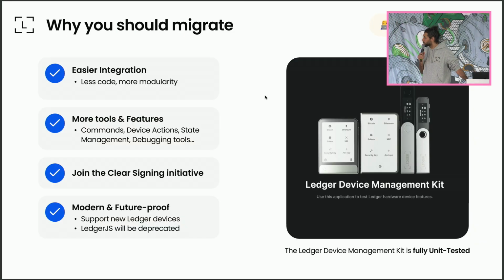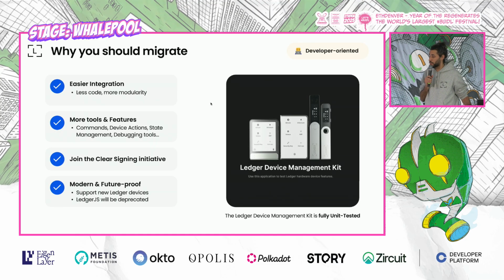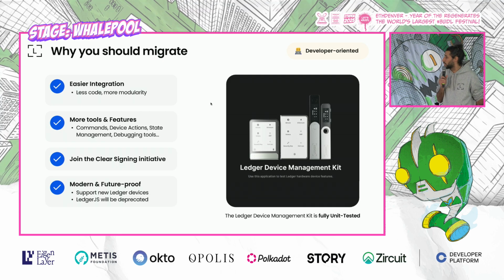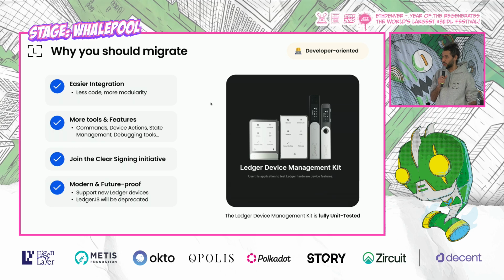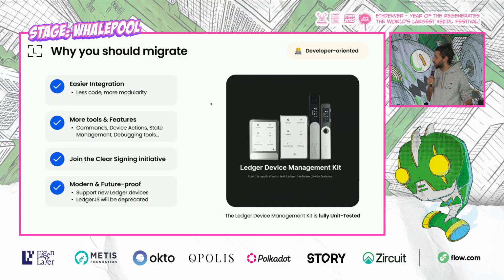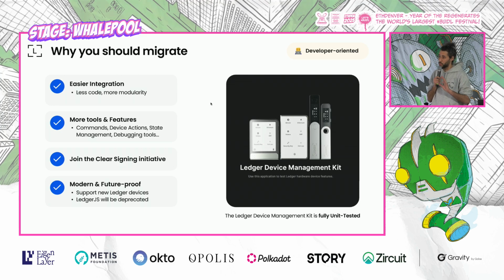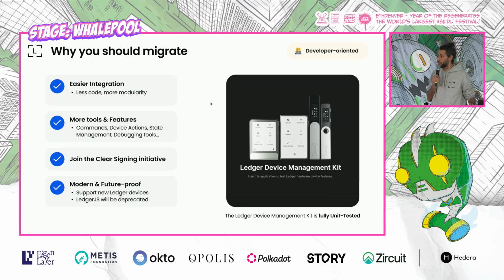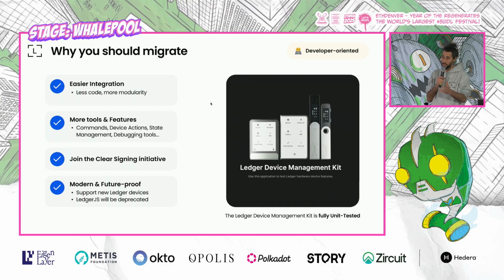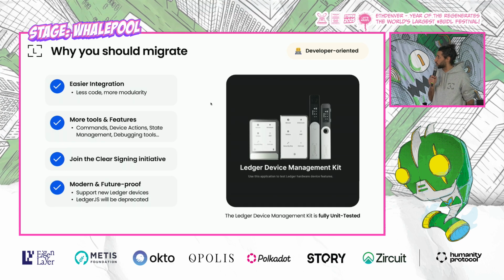Cool. So those are essentially the big reasons why I think you should migrate, and why we at Ledger are migrating from Ledger.js to the device management kit. I think the extra one is also future-proofing, because all the new features that we'll be shipping to market at Ledger will be done through the device management kit, so you'll benefit from all those features, such as 7702 clear signing support, for instance.